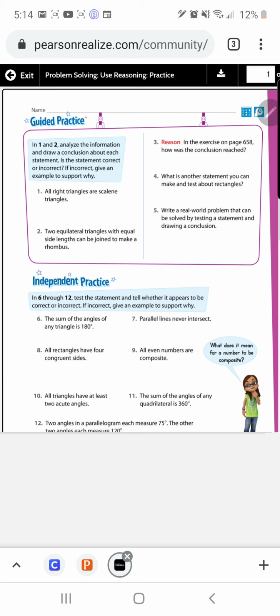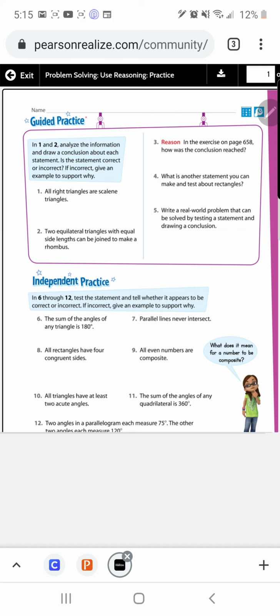All right. So questions number 1 through 2 say, analyze the information, draw a conclusion about each statement. Is the statement correct or incorrect? If incorrect, give an example to support why. Number 1 says all right triangles are scalene triangles.